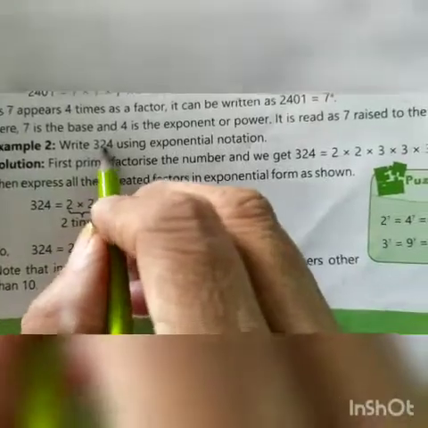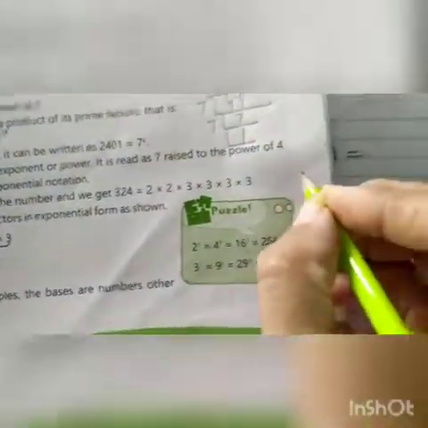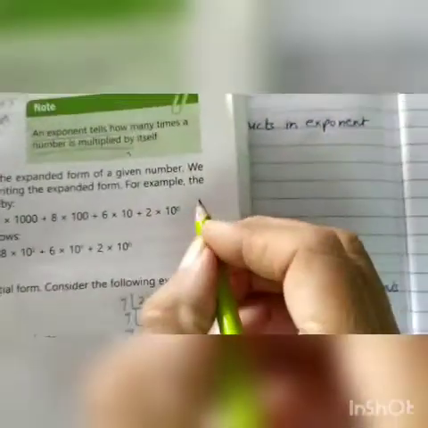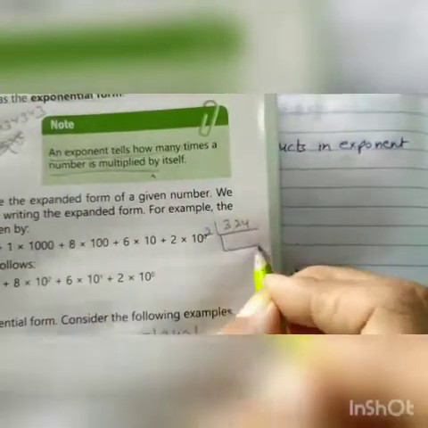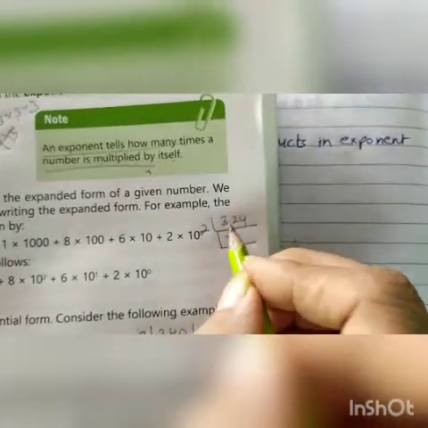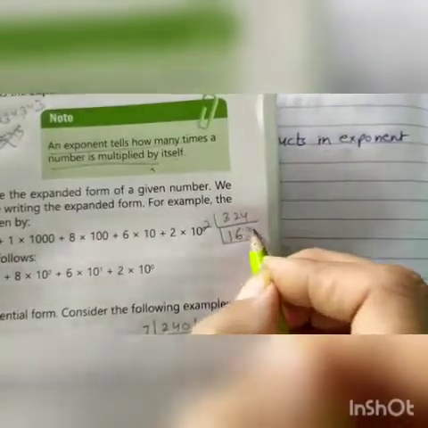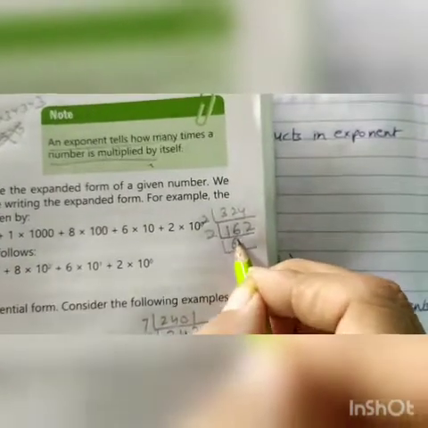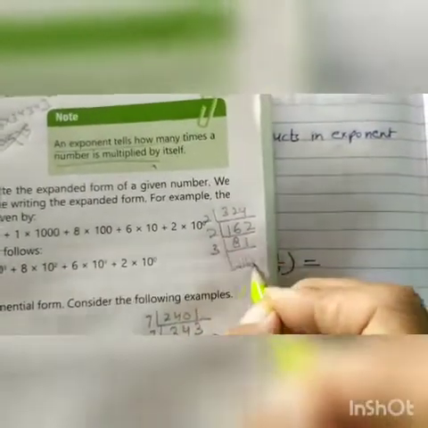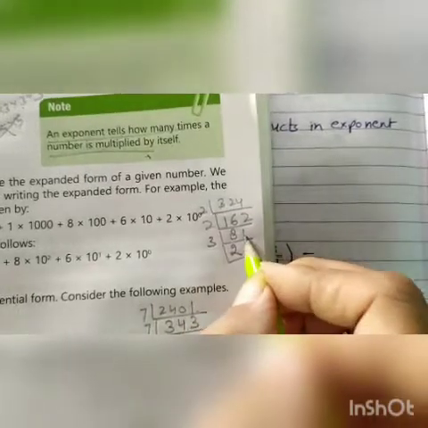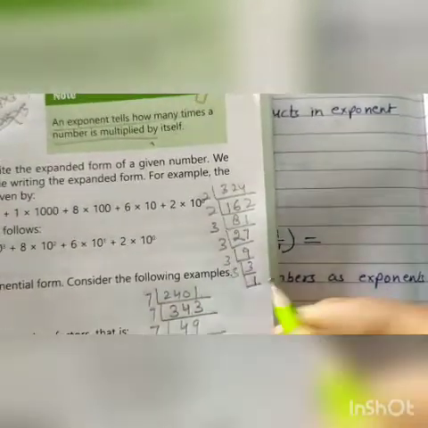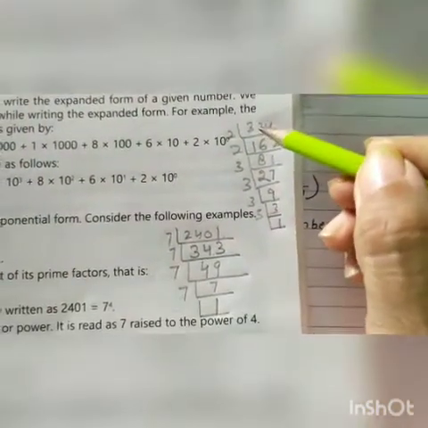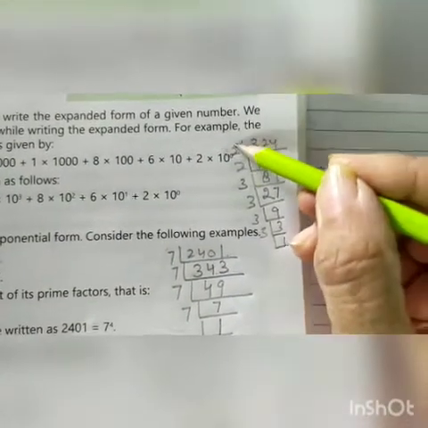Again we will do the prime factors of 324. See students, 324 is an even number, so we will start by 2. 2 ones are 2, remainder 1. 2 sixes are 12. 2 twos are 4. 2 eights are 16. 2 ones are 2. 3 twos are 6, remainder 21. 3 sevens are 21. Then 3 nines are 27. Then 3 threes are 9. 3 ones are 3.